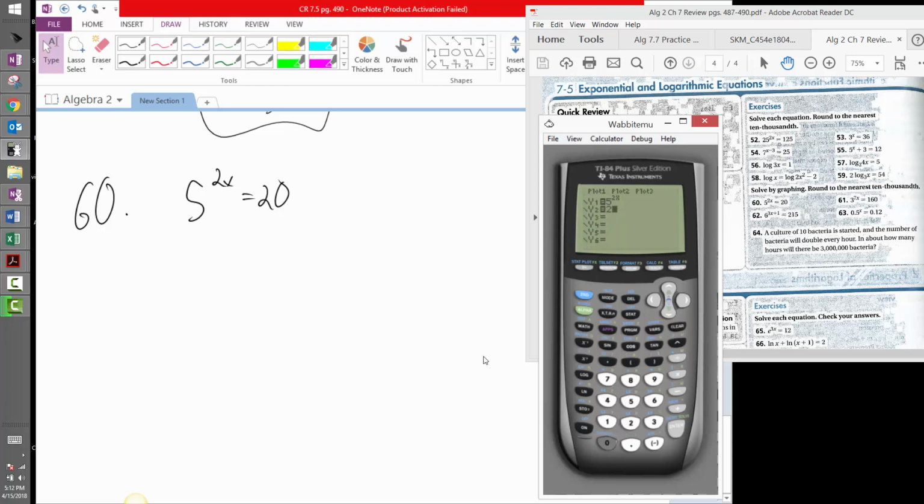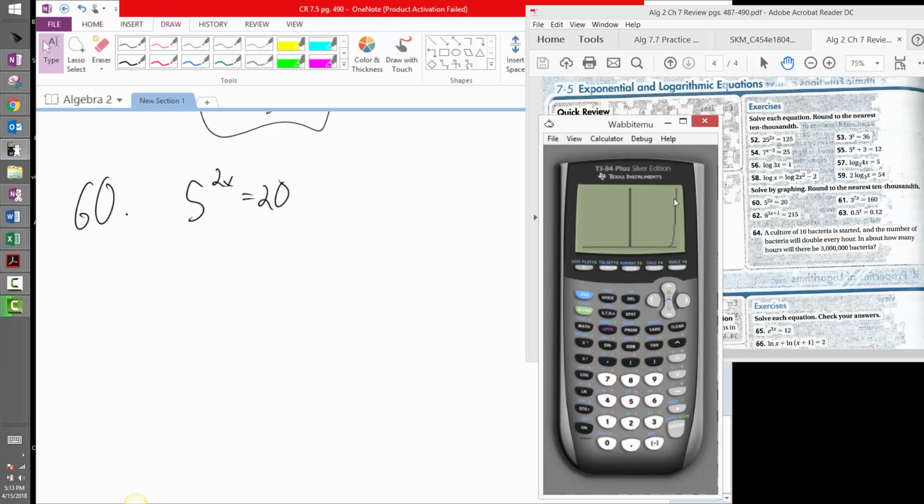Now you could do 5 to the 2x minus 20 equals 0 and solve for the zeros, but I'm just choosing to do it this way. Now let's see if I see the intersection in here. Oh, I got bad news. I see one graph and that's it. Zoom fit is a great option though. That's zoom option 0. What's great about it is usually it will graph whatever it needs to graph to show the intersection of the 2 points in there.